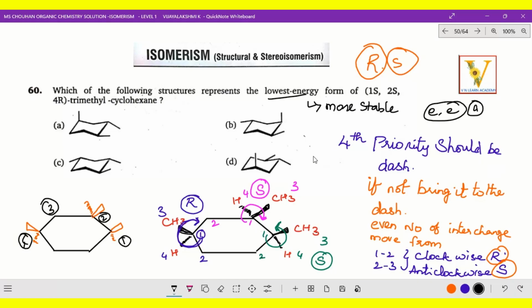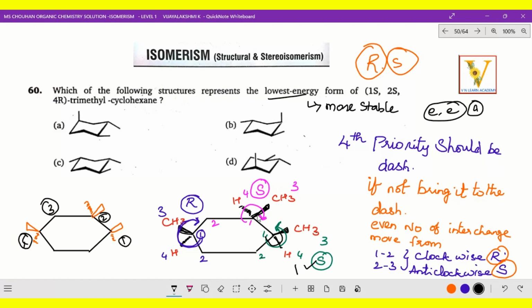In that dash and wedge position, the fourth priority should be dash. If not, bring it to dash. Even number of interchanges. Move from 1 to 2, 2 to 3. Clockwise means R, and anti-clockwise means S. So this is actually anti-clockwise here. So anti-clockwise is S, so one S is coming. For the second one, I'm not going for the chair conformation yet. I'm bringing this only. After that, we will go for that one.